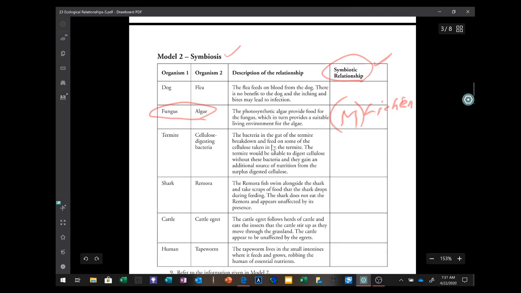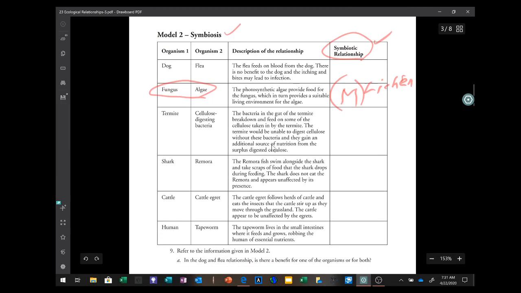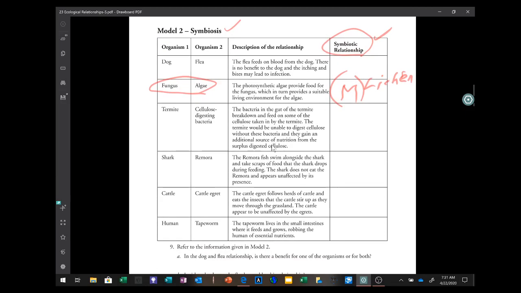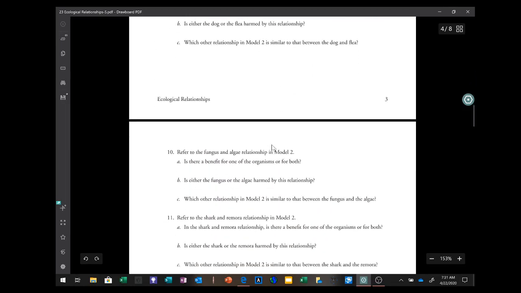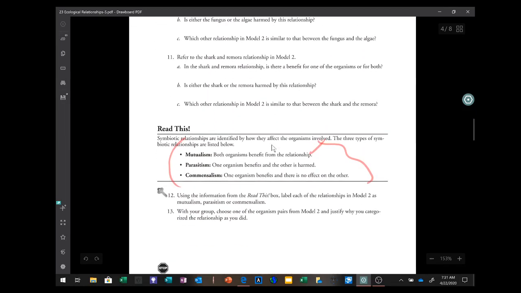There would be mutualism because both of the organisms in the relationship benefit. You'll see also there are 2 others. One is called parasitism. You might be familiar with a parasite. A parasite is where one organism benefits and the other is harmed, actually hurt by that.